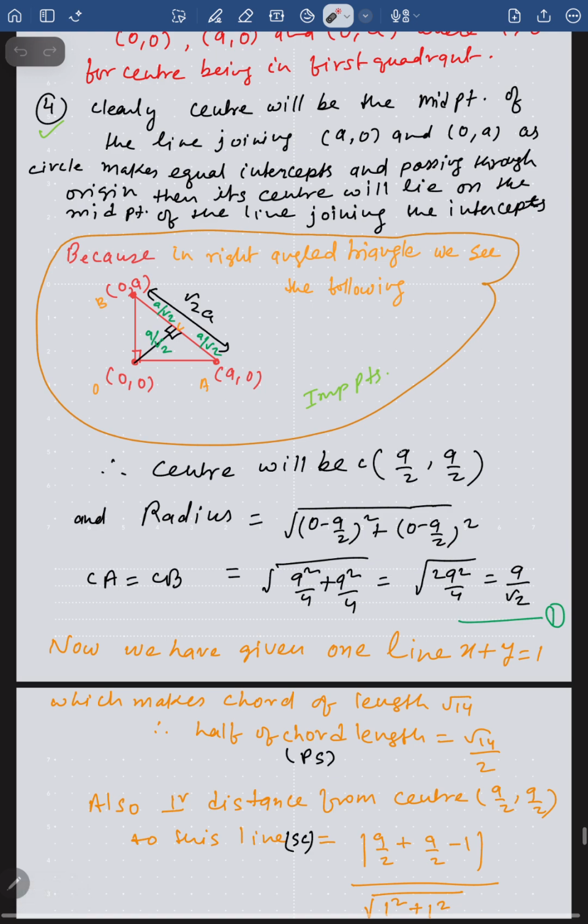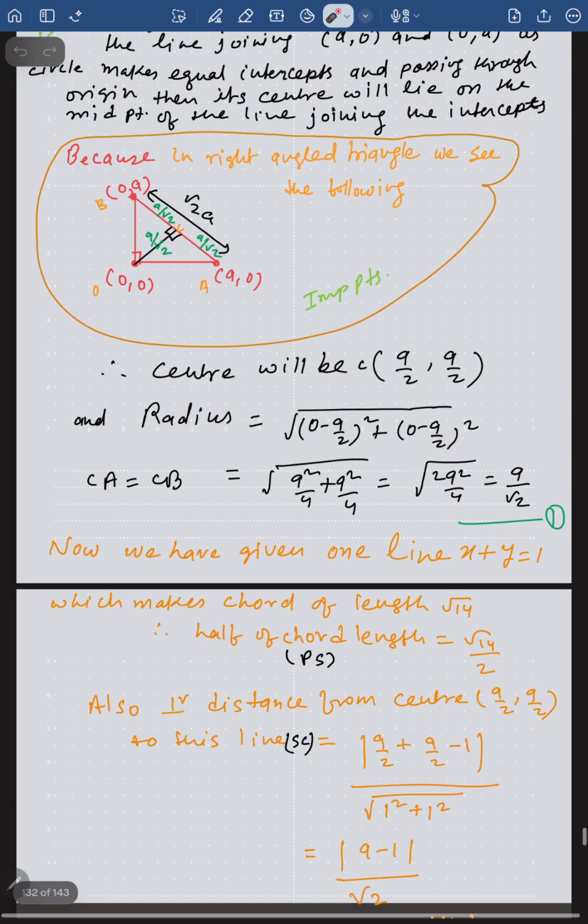Therefore the center coordinates will be a by 2 and a by 2. That is very easy now. Midpoint: (0 plus a) upon 2 and (a plus 0) upon 2. Radius means the distance from the origin. So square root of (0 minus a by 2) whole square plus (0 minus a by 2) whole square, using the distance formula. So CA and CB, both radius, will be equal to the square root of a square upon 4 plus a square upon 4, that is twice a square upon 4 under root, 2 cancelled, so a square upon 2 under root, that is a upon root 2. This is your radius in the first case.